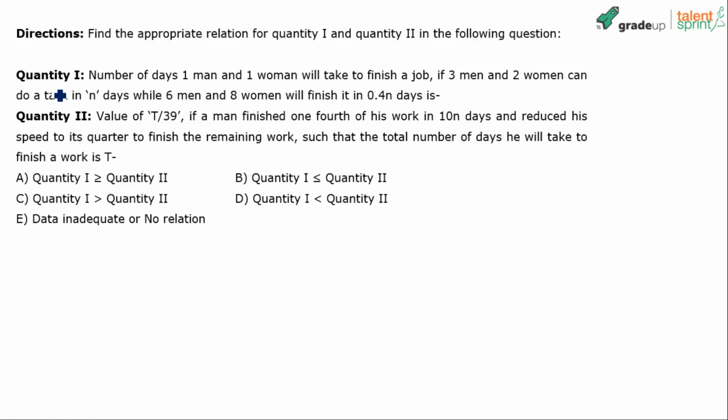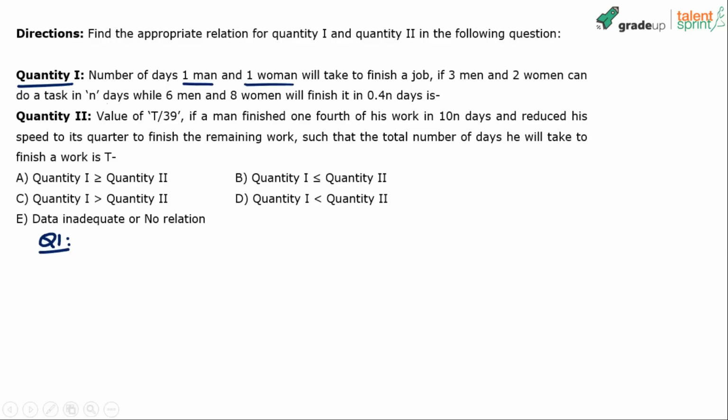Here we go. Now he's talking about two quantities again, both of which are in terms of n. Some questions are in the form of time and work. So quantity 1, number of days one man and one woman will take to finish a job, if 3 men and 2 women can do a task in n days, while 6 men and 8 women will finish it in 0.4 n days. So we are talking about quantity 1.